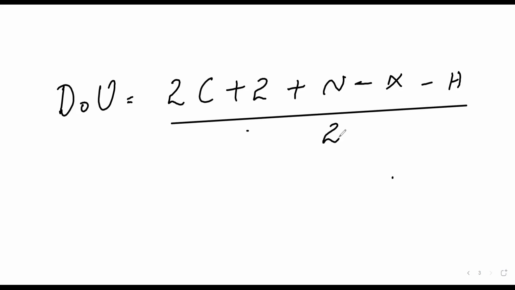So C is the number of carbon atoms. N is nitrogen atoms. X is halogen. H is hydrogen. Fine, so this is the basic thing. If I take an example of benzene, C6H6, how to find the DOU of this?